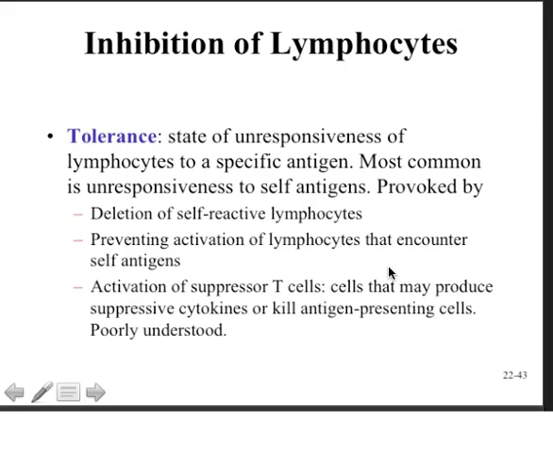Also, activation of suppressor cells can produce suppressive cytokines or kill antigen-presenting cells, but their method is poorly understood. However, we think that defects in these processes lead to the phenomenon in some cases that we classify as autoimmunity, where your immune system turns about and attacks your body's own tissues in a misguided attempt to defend you against disease.